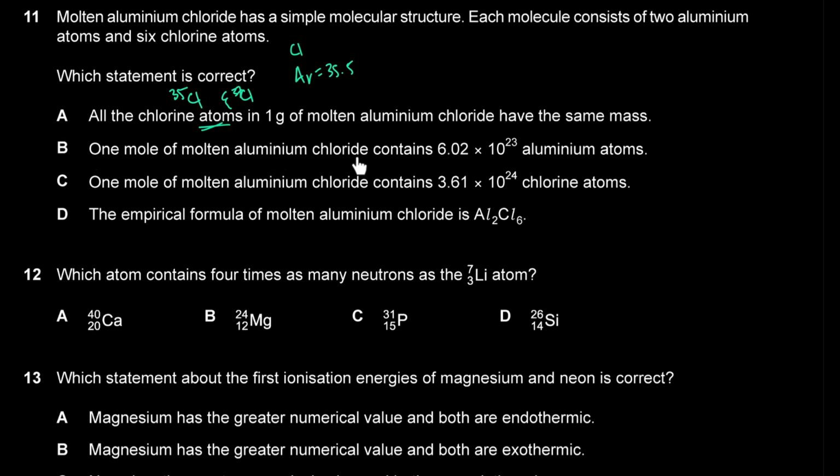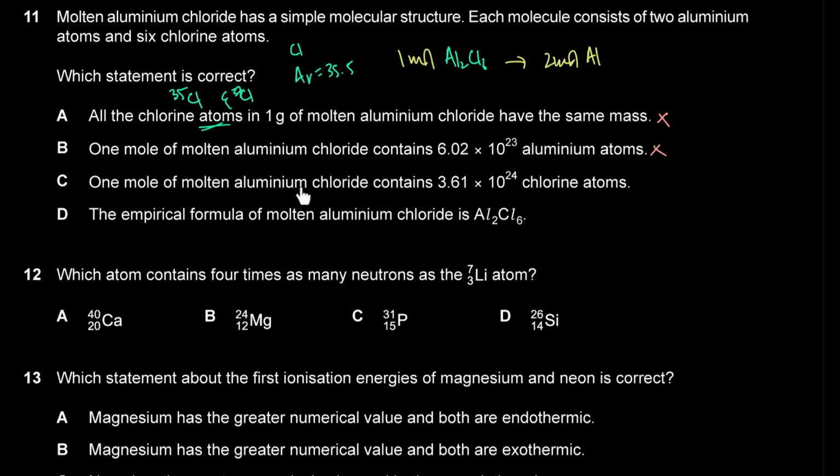1 mole of molten aluminum chloride contains 6.02 times 10 to the power 23 aluminum atoms. That's not true either because each molecule contains 2 aluminum atoms and 6 chlorine atoms, right? This is Al2Cl6. So 1 mole of this will contain 2 moles of aluminum atoms, which is 2 times 6.02 times 10 to the power 23. So it's not B, right?